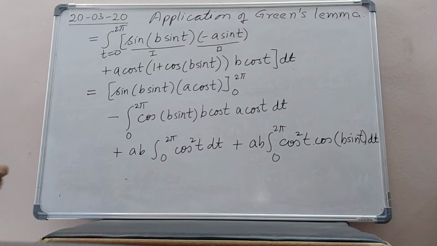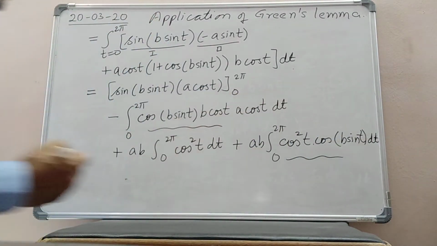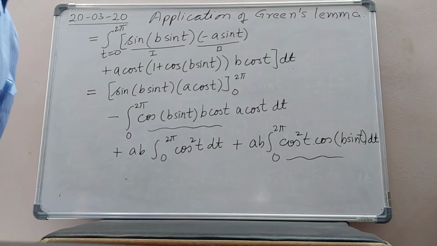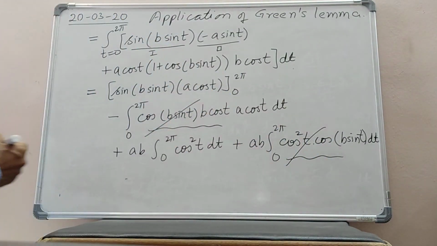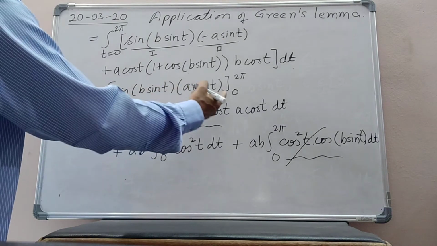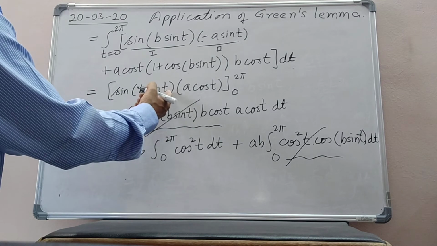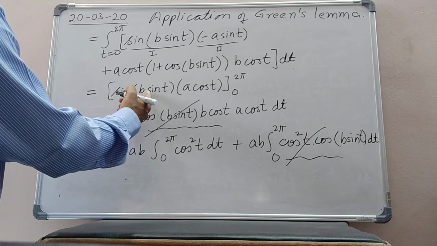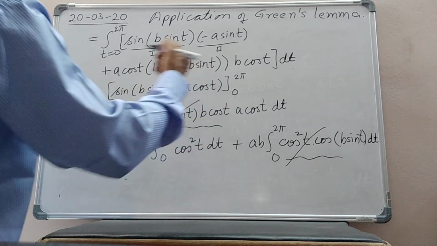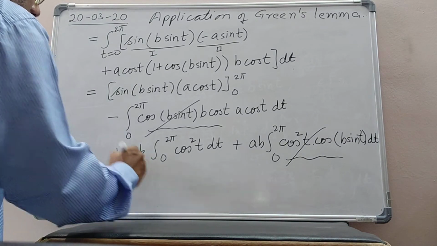And we will notice that these two things are same but opposite in sign. So these two things cancel off. There is no contribution from the bracket because sine 2 pi being 0, there is no contribution from the upper limit. Sine 0 being 0, there is no contribution from the lower limit. So what remains is just this, which we write as AB.